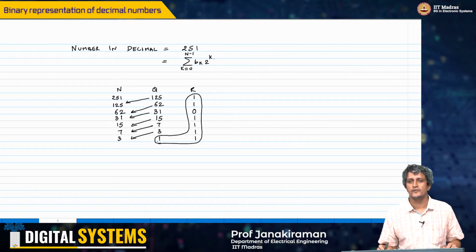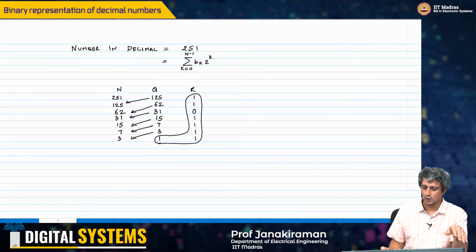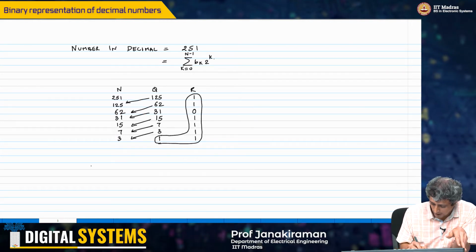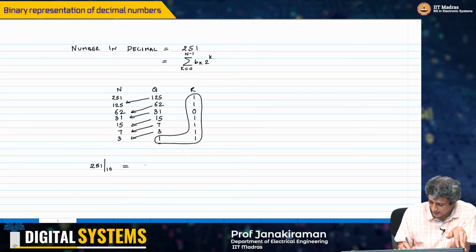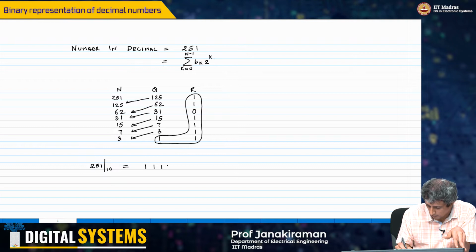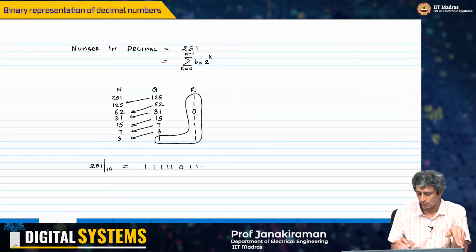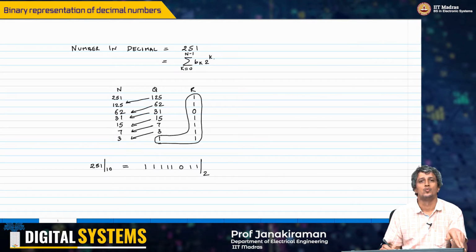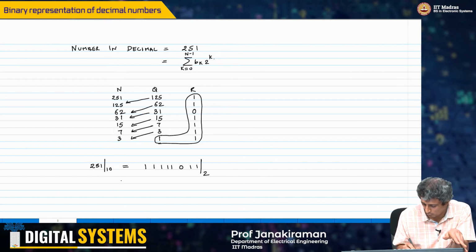Now the only question is in which order you should write it. What we have done is we have started with 251. So let me write out the number like this, 251 to base 10, I am writing the base at the bottom, is equal to 1 1 1 1 1 0 1 1 to base 2. This is the binary representation of the number 251.